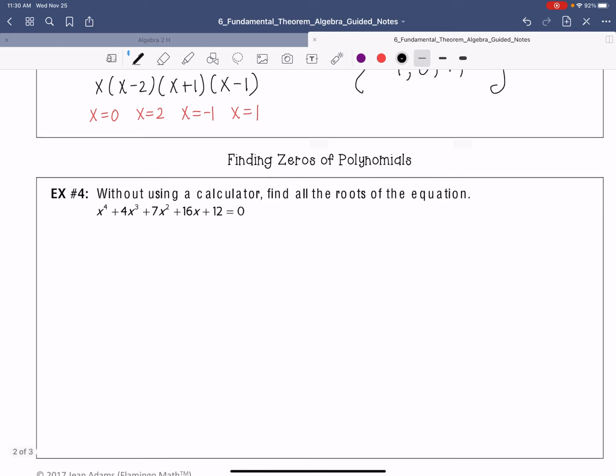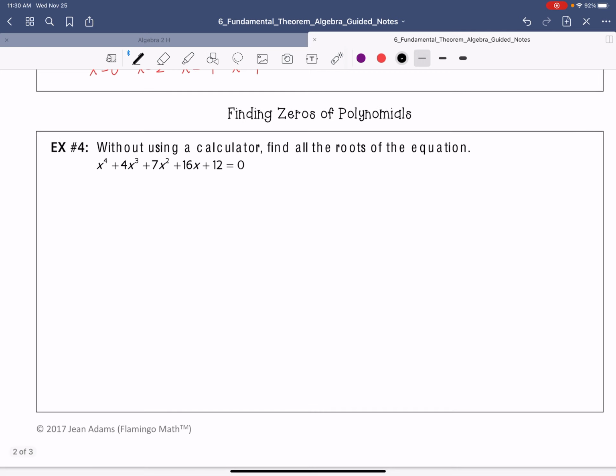All right, so without using a calculator, find all the roots of this guy. Oh yeah, this one looks fun. So looking at this one, I have a 4th degree. There's 5 terms, so I can't talk about factor by grouping. Is there a greatest common factor? No, there's not a greatest common factor. So my only option here is finding the rational roots and starting to synthetically divide it.